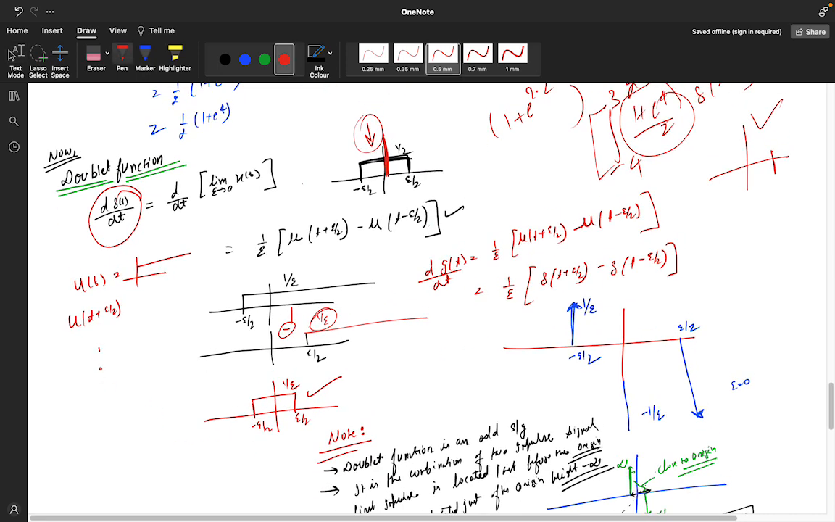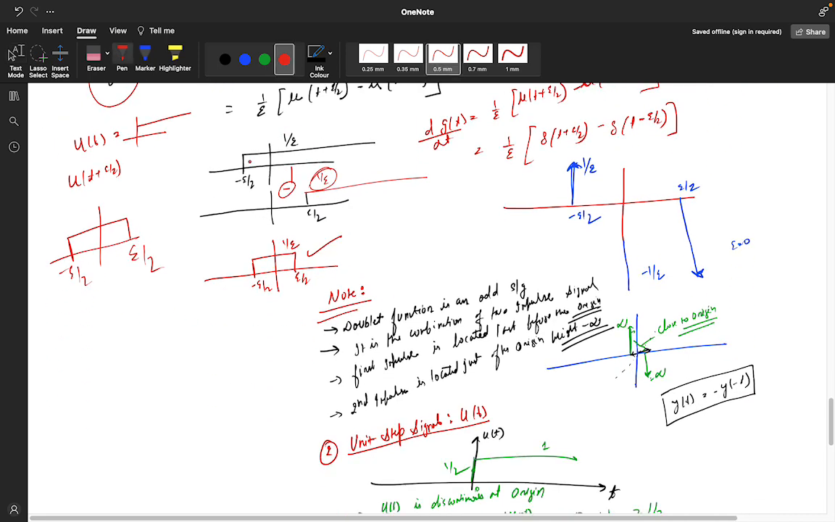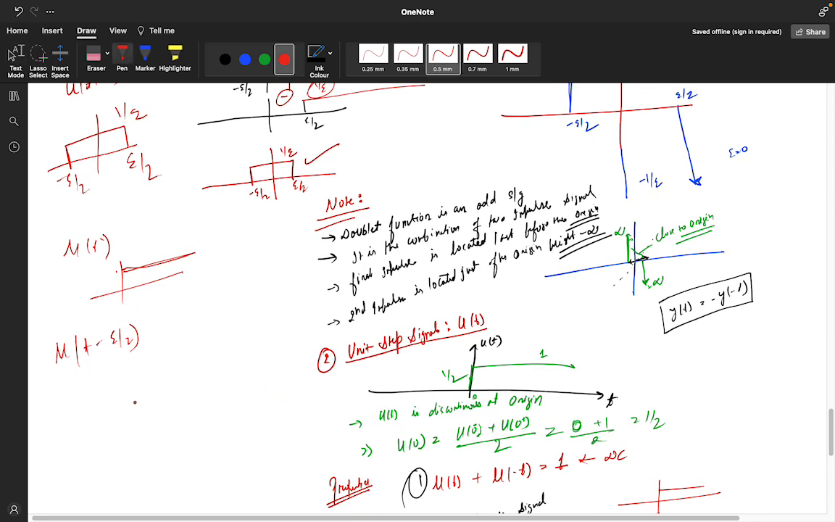At the starting I said the impulse function looks like this, minus e by 2 to e by 2, and this value is 1 by e. If you want to describe this diagram with the help of a unit step function, how can we write it? u of t will look like this. And what will u of t minus e by 2 look like? It will look like this, starting from e by 2, and suppose we take a magnitude of 1 by e, so this is 1 by e.